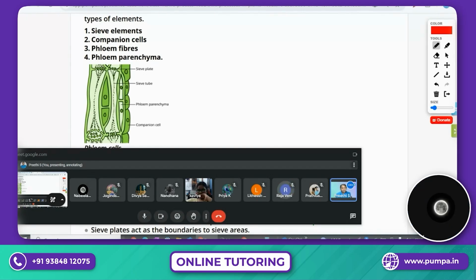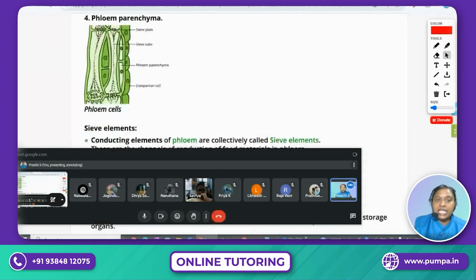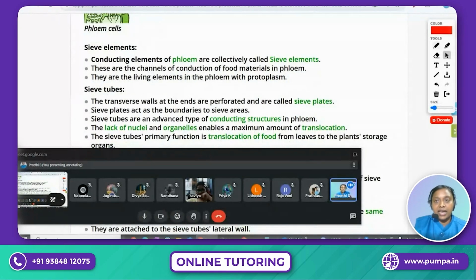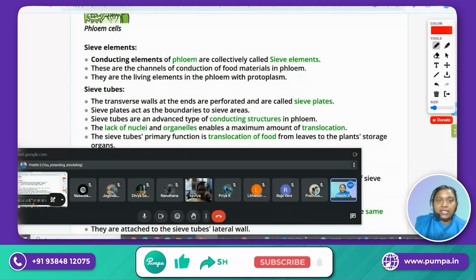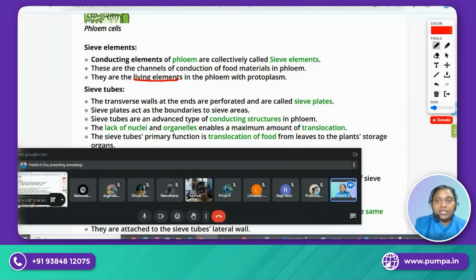Xylem, very good. Yes, it's xylem. And then sieve elements. Sieve elements are also a living component, for the conduction of food. The food will be taken here, and then the sieve tubes.